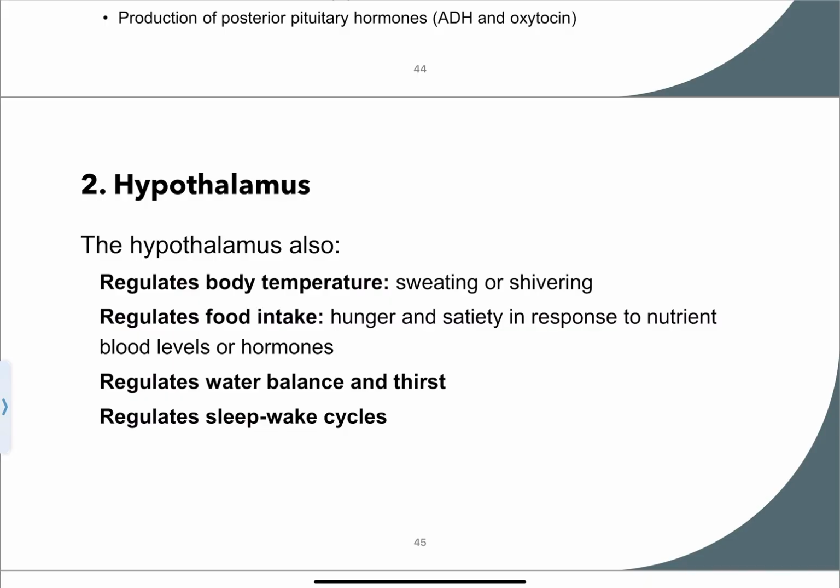Regulation of food intake. So how does it regulate that? Basically, it's going to monitor our blood levels of nutrients and hormones to determine whether or not we should feel hungry or full.